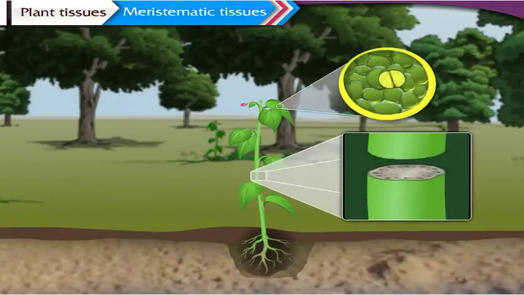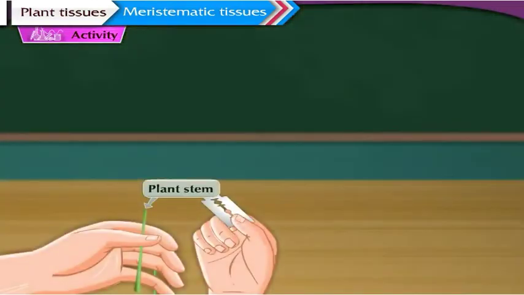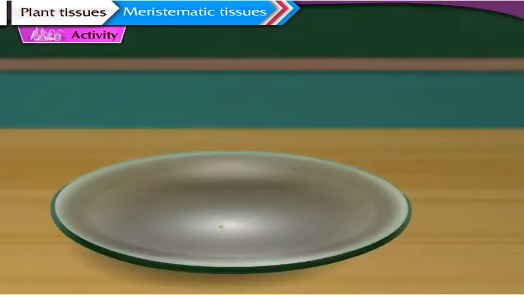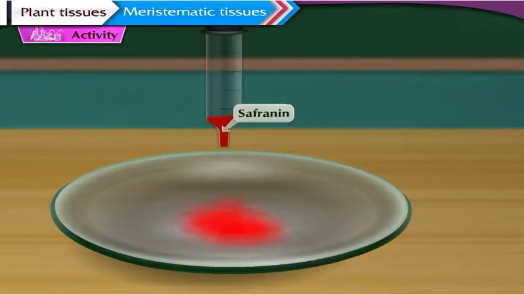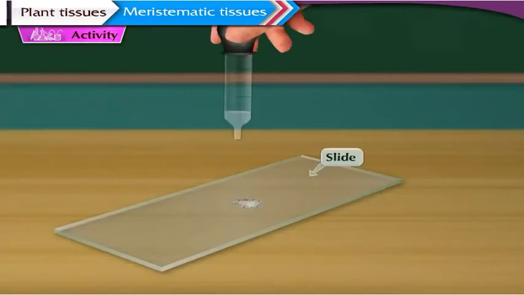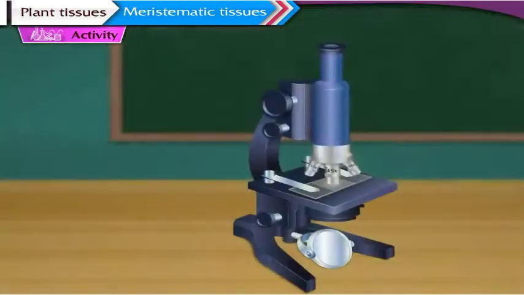We know that plants are multicellular and made up of different types of cells. Let us perform an activity to understand more about this. Activity. Take a plant stem. Let us cut it into very thin slices or sections. Dip these slices in water. Now, add a few drops of safranin in water and place the slices in this solution for some time. Place a neatly cut section on a slide and put a drop of glycerin. Cover with a cover slip and observe it under a microscope.